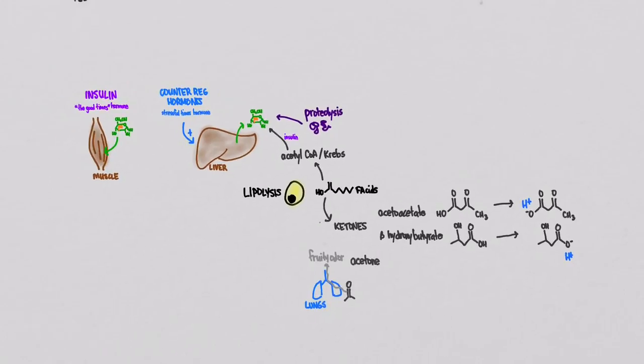So when we are in times of stress, we're going to start forming these ketones and acidosis, and this is kind of how it happens.